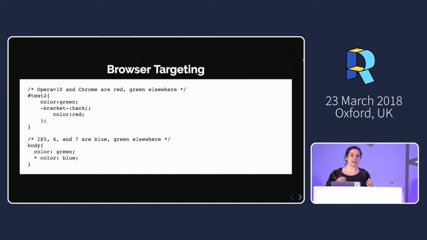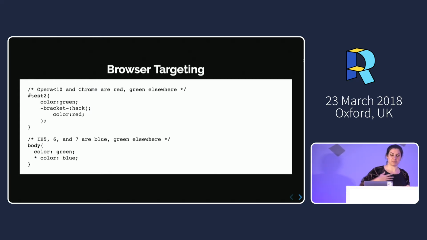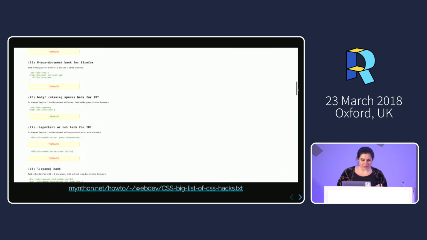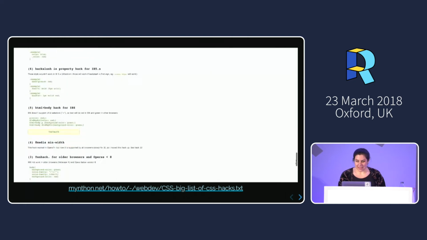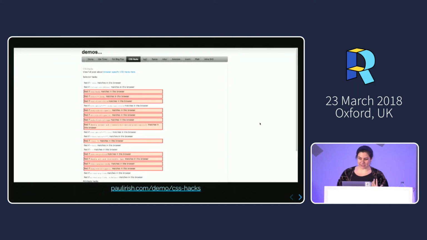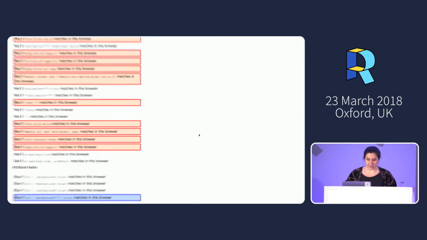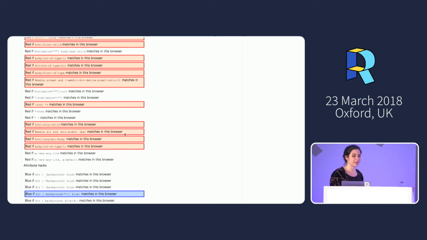If you wanted to support IE 5, 6, and 7, but not other browsers, you could have this asterisk, and it would be blue in IE 5, 6, and 7 for some reason, and then green everywhere else, right down here. There are actually entire websites dedicated to showing you all of these different hacks. You could see there are many. And then Paul Irish also did a website that demonstrates whether something matches in your browser or doesn't. You could see that there are a lot of things that do work in this browser.